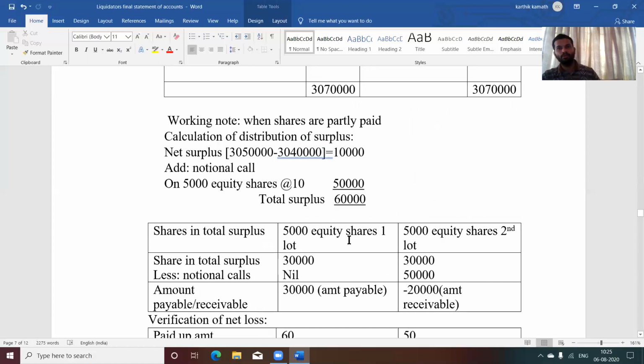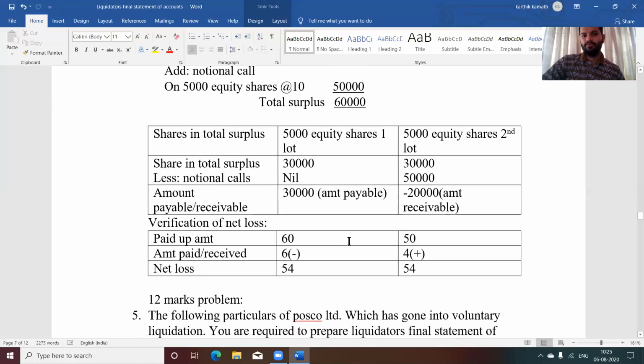So what is the basic rule? Suppose there are partly paid shares, you need to convert them into fully paid shares, and you need to see that after the adjustment, the amount available must be equal for all classes of shareholder by making a notional call. This is how you are going to solve the problem.